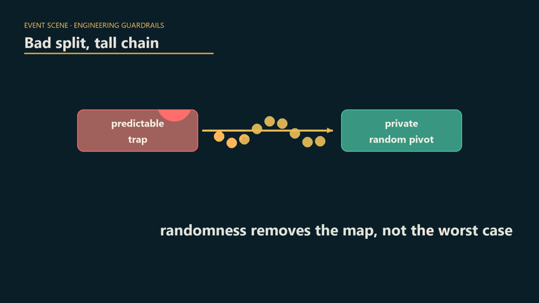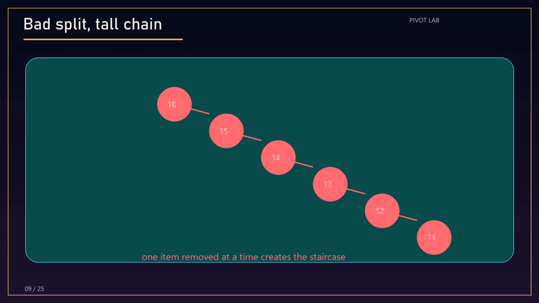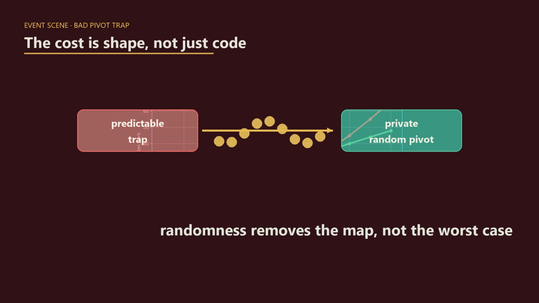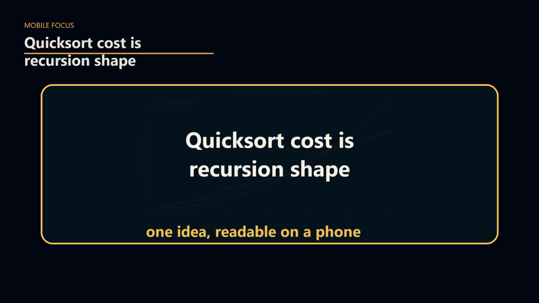When the pivot is always the smallest or largest item, one room is empty and the other room contains almost everything. Quicksort is no longer splitting the problem in half. It is peeling off one item at a time. That creates the quadratic worst case. The same partition code can create two very different cost shapes. Balanced pivots give many short levels. Extreme pivots give a long staircase.